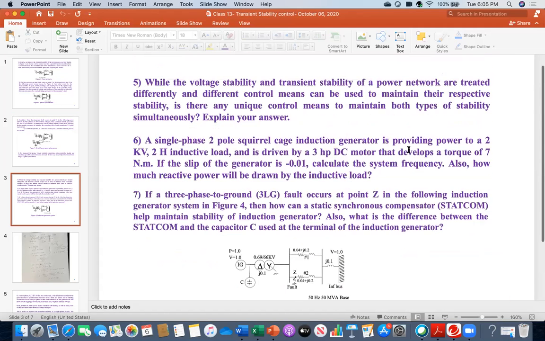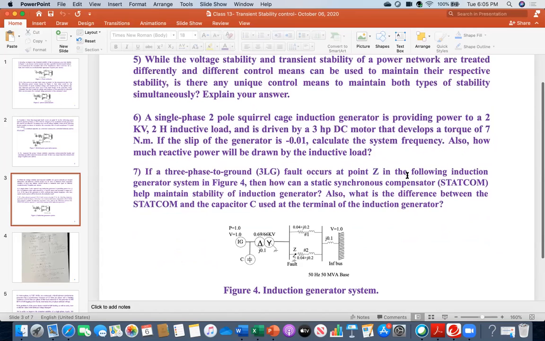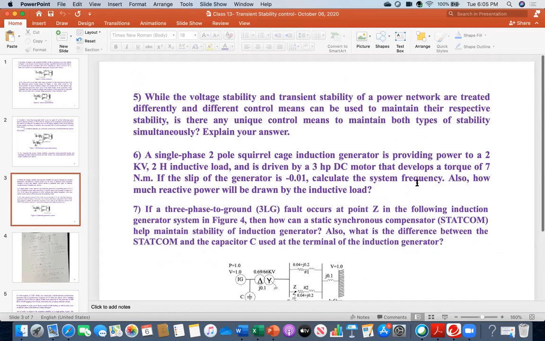Now the next slide. Here I think there is one numerical problem, and after that I think there are another 3-4 numerical problems.